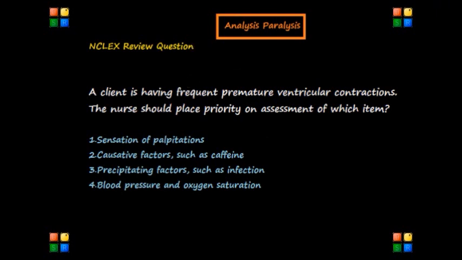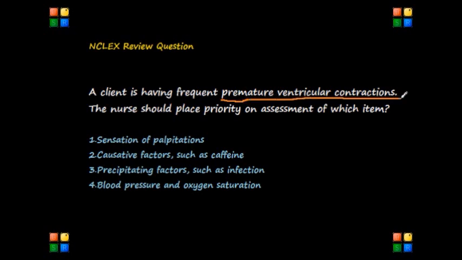Now, for today's review, we will be looking at an NCLEX cardiovascular related review question, which looks at the basic assessment of a patient with PVC, okay? So, the question is, we have a client who is having frequent premature ventricular contractions. The nurse, you as a nurse, should place priority on assessment of which item? 1. Sensation of palpitations. Number 2. Causative factors such as caffeine. 3. Precipitating factors such as an infection. Or 4. Blood pressure and oxygen saturation.